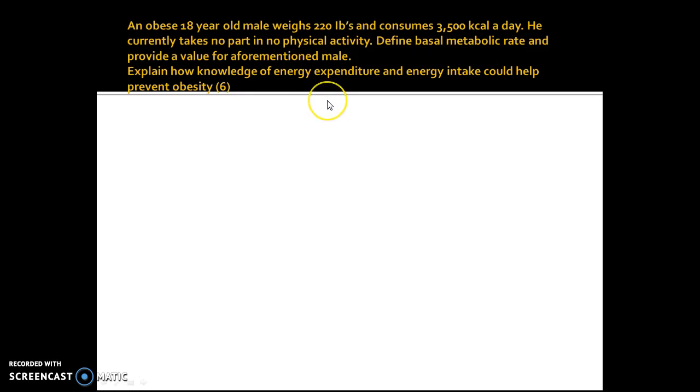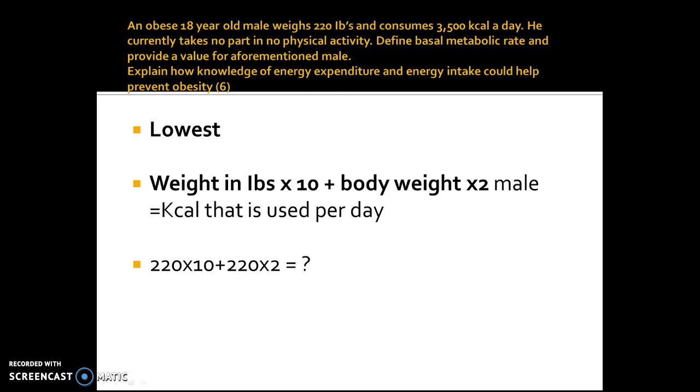value, which requires you to know the equation for it, and then explain, okay, this guy is obviously eating a certain amount of calories. You'll be able to work out his basal metabolic rate. Once you've done that, you can work out something about his energy balance, and then you can maybe suggest how that balance could be altered in order to prevent obesity. So, firstly, key thing, defining it. Lowest is the key trigger I'm going to give you.